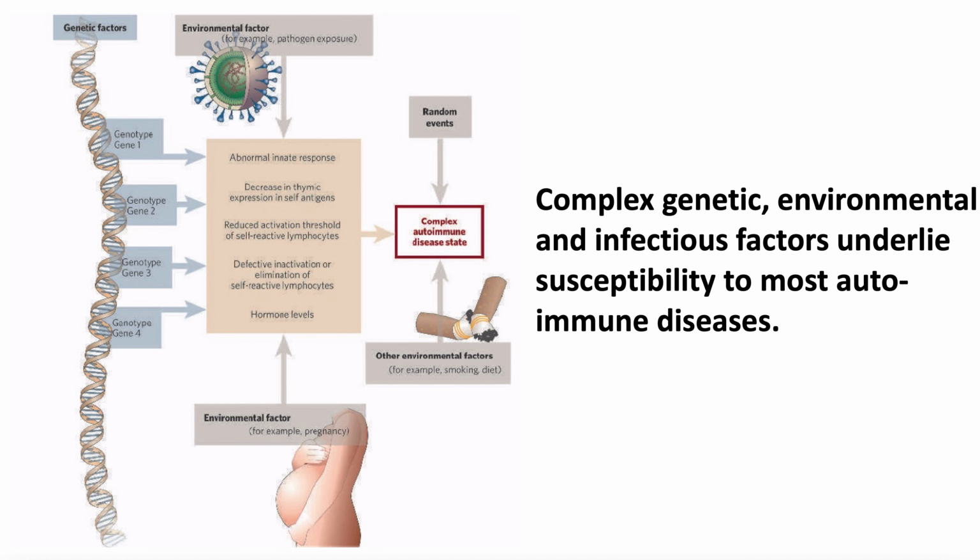Okay. So as I mentioned, most inheritance for immune-mediated diseases is complex. And that's indicated in this figure, in which we see a number of genetic factors, multiple gene loci that contribute to disease, as well as infectious history, as well as environmental factors such as pregnancy or smoking or diet. And all of these things can combine together to induce an onset of an autoimmune disease.